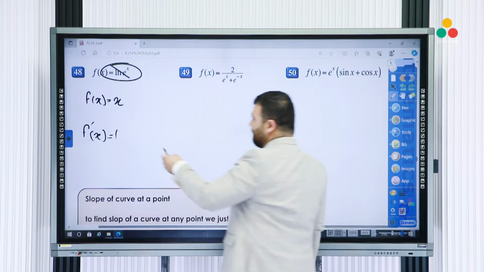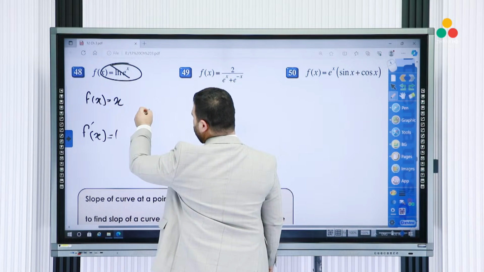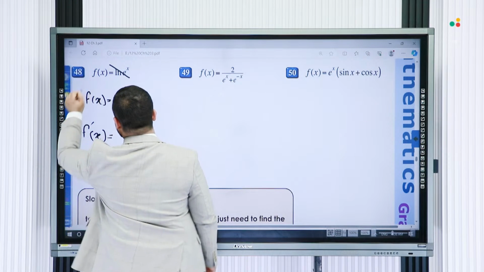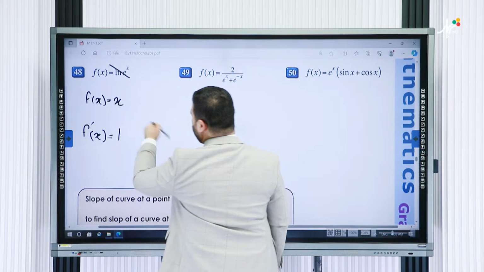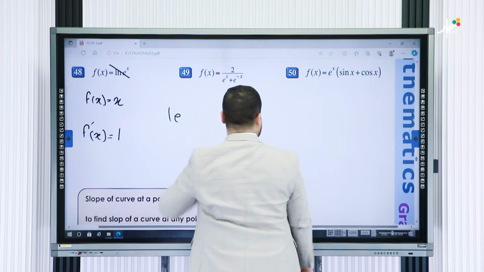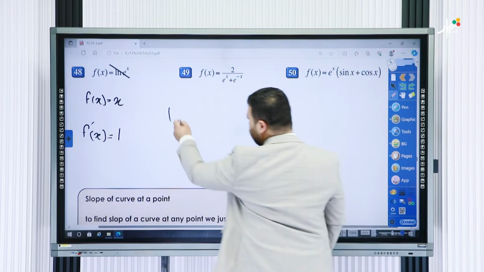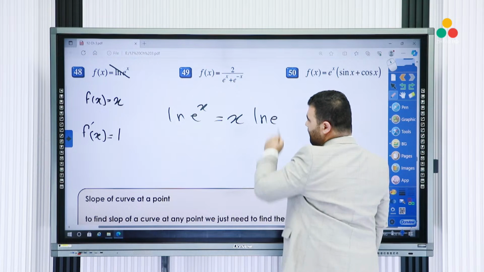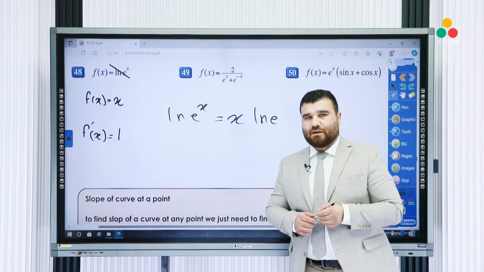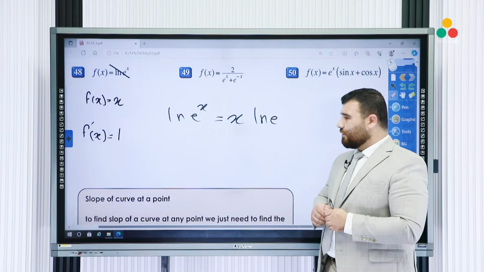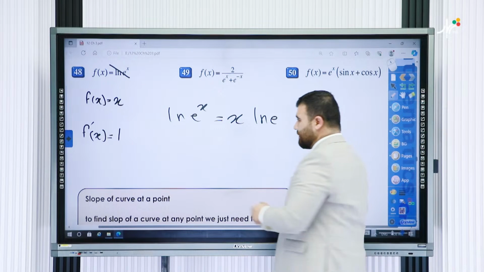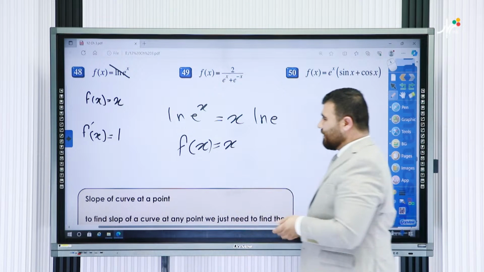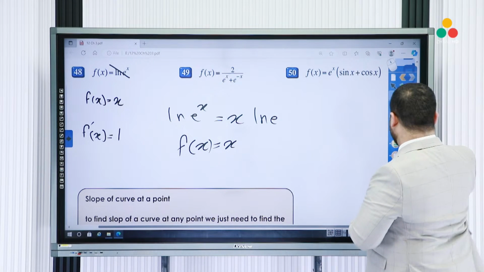There is another way of simplifying this, if this is not clear. As a property of ln, the power goes to the front. So ln e^x is like x ln e. You have a calculator, it's always allowed. In your calculator, write ln e, you will see 1. 1 times x is just x. So f(x) is just x, and the derivative of x is 1. Now 49.